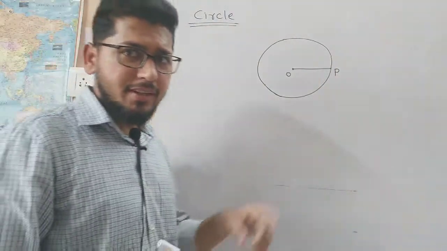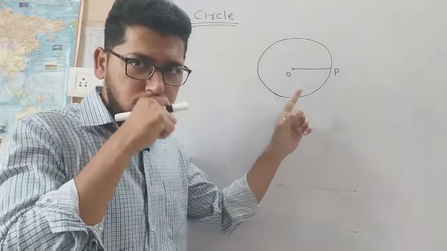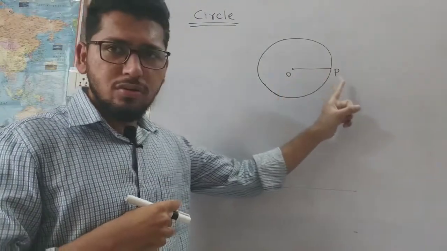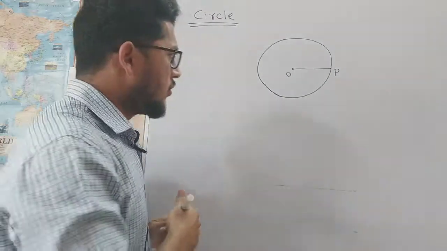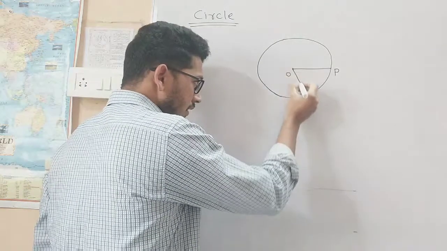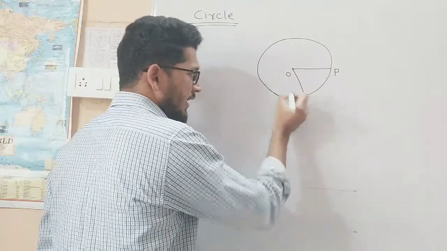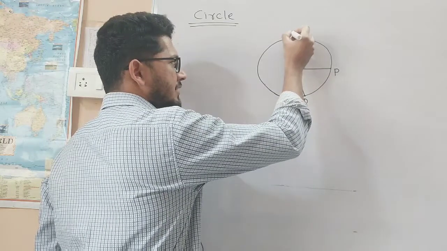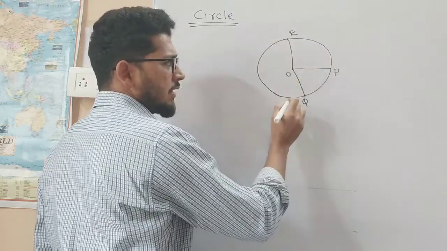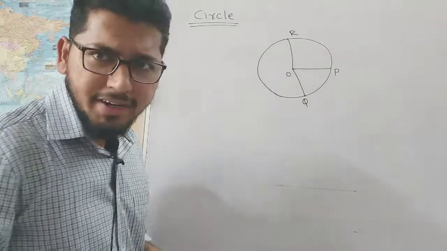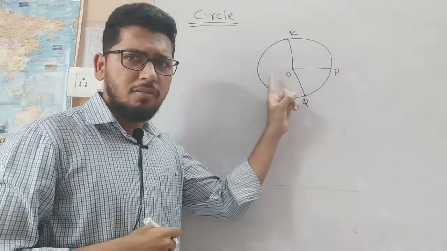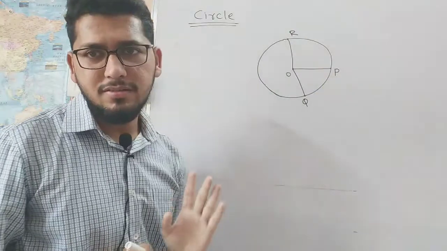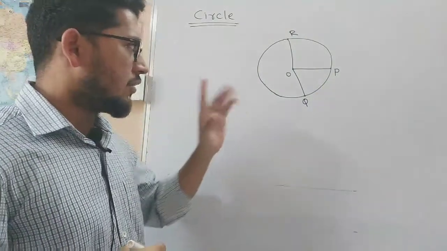When I am taking the distance from the center to the circle, it is called the radius. OP is the radius. OQ is the radius. And likewise we can make any radius. OR is the radius. So radius is nothing but the distance from the center to the circumference of the circle.